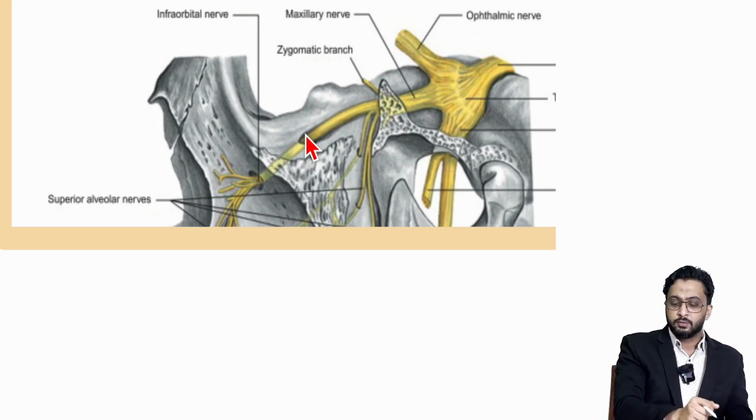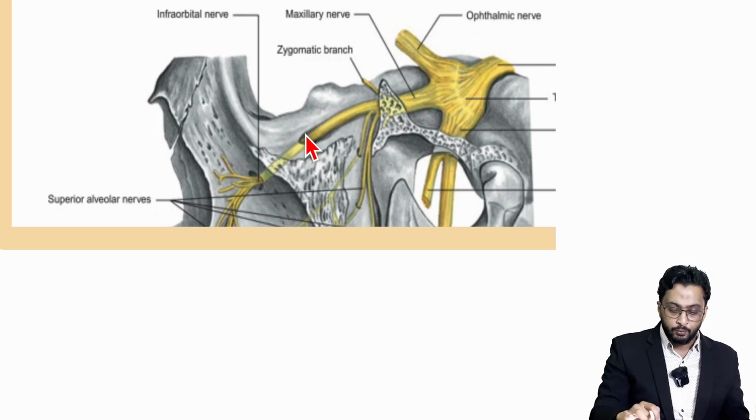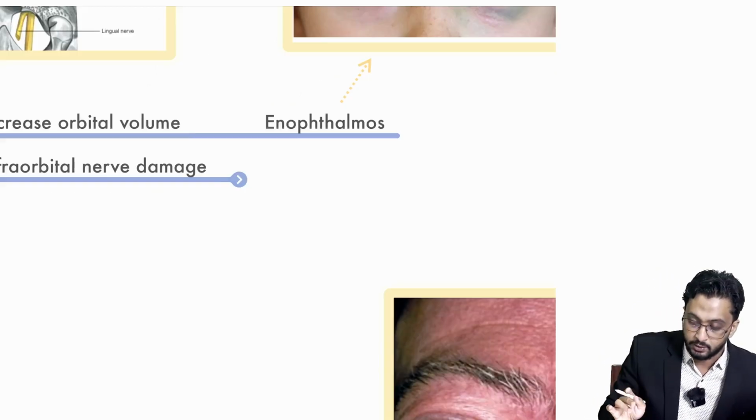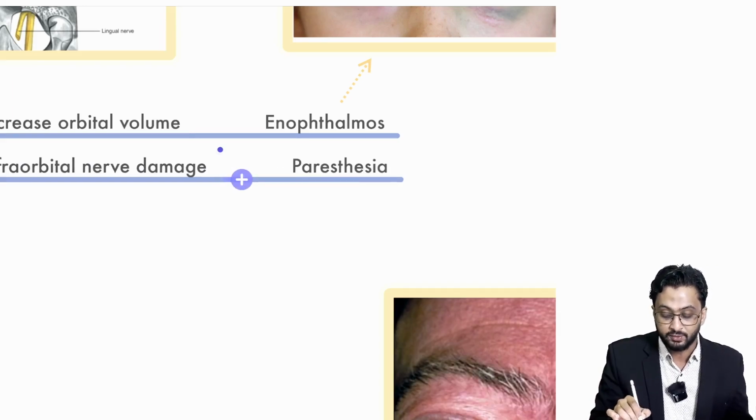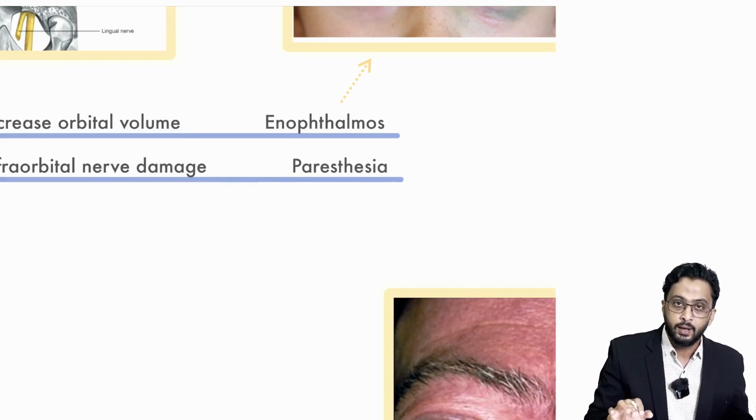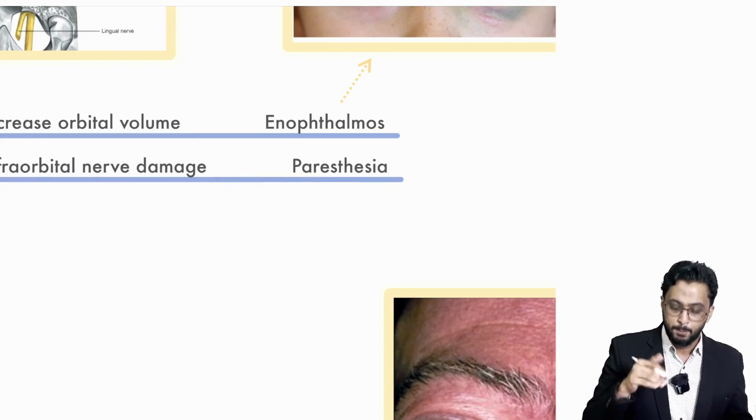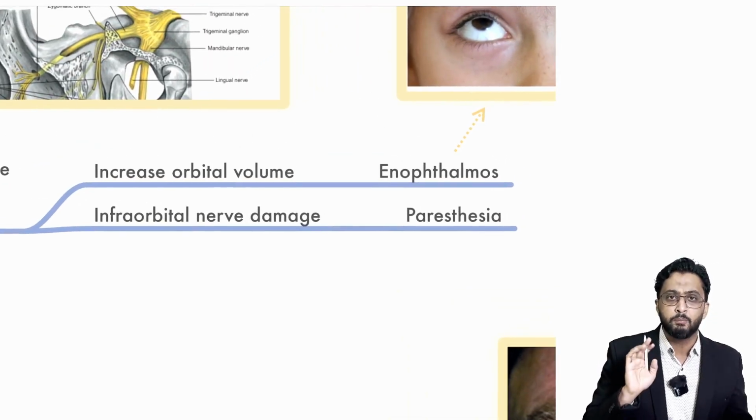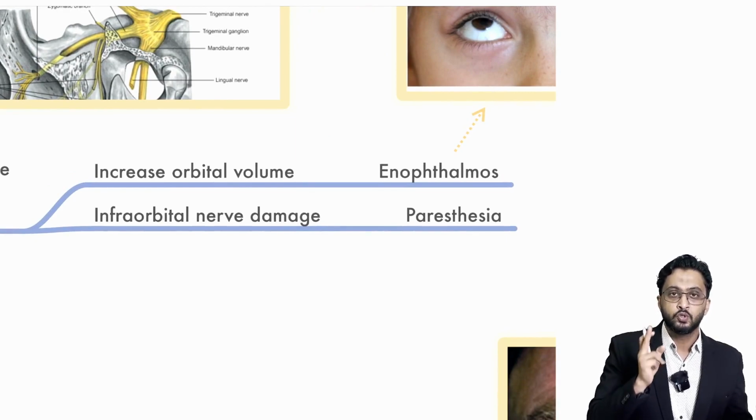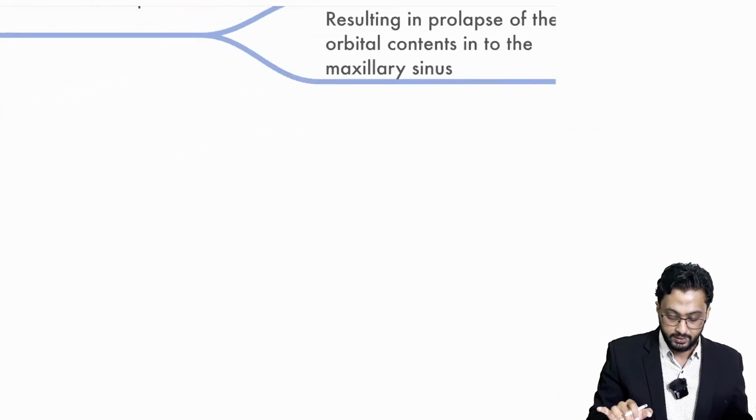It can damage which nerve? The infraorbital nerve. Now you know that when you give an injection to the infraorbital nerve, or block the infraorbital nerve, you get paresthesia. So this is what is happening in the blowout fracture. Please note, it is completely different when it comes to your blow-in fracture, the nerve damage. So two very important features: enophthalmos and infraorbital nerve damage, leading to paresthesia.